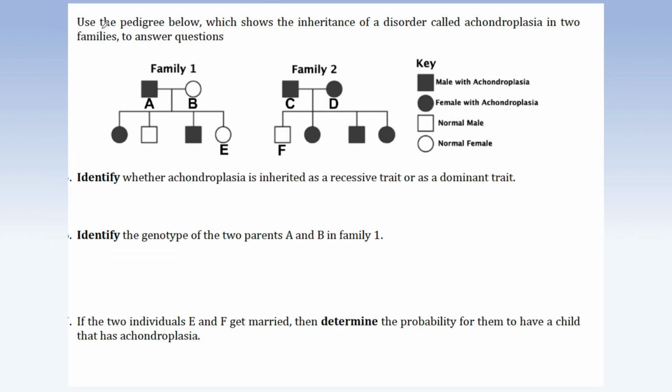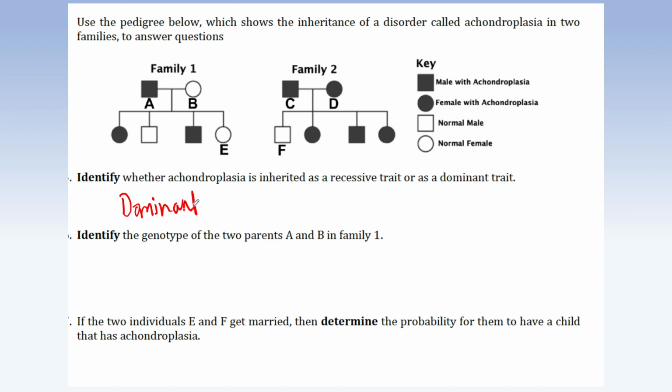Let's move to this question. Use the pedigree below, which shows the inheritance of a disorder called achondroplasia in 2 families, to answer questions below. Now, identify whether achondroplasia is inherited as a recessive trait or as a dominant trait. As simple as that. From my side, I know it's dominant, but imagine if I don't. I will look: each generation has an affected person. This is the first clue. The second one, I don't have carriers. So directly I will understand that this is a dominant disorder.